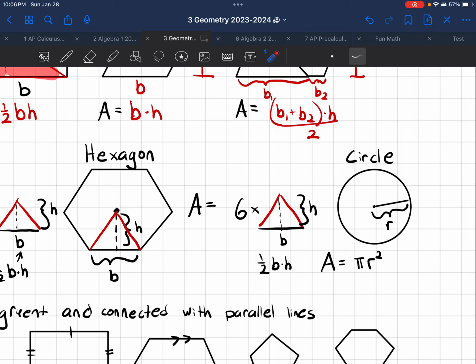The circumference of the circle is 2 pi r, and circumference is the distance. If I were to be an ant and I walked on the outside of that circle and I walked all the way around, how far would I have walked?